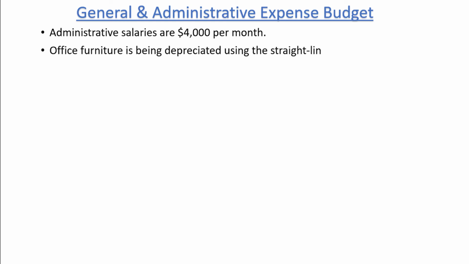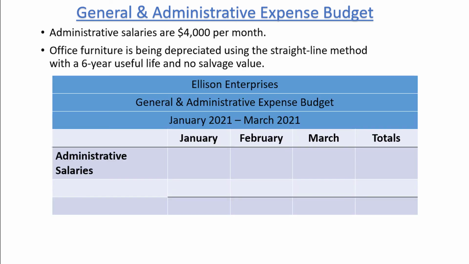Next, we can complete the general and administrative expense budget. These are expenses not related to sales or merchandise, but rather relate to other general expenses of the company, such as salaries of office workers. To keep things simple, we are only going to have 2 general and administrative expenses. First, we have the administrative salaries, which total to $4,000 per month. We also have office furniture, which is being depreciated using the straight line method, with a 6-year useful life and no salvage value. Our first step is to simply list the administrative salaries, which are $4,000 per month, totaling to $12,000.